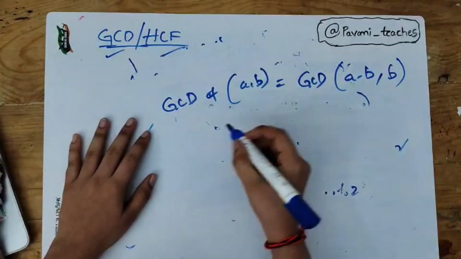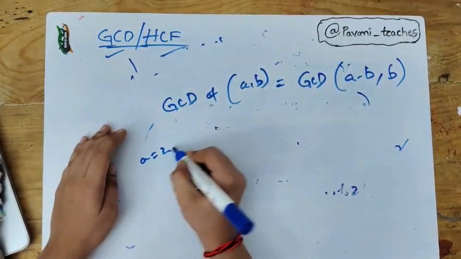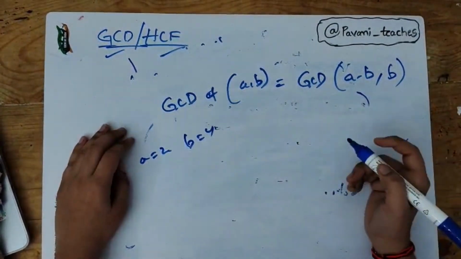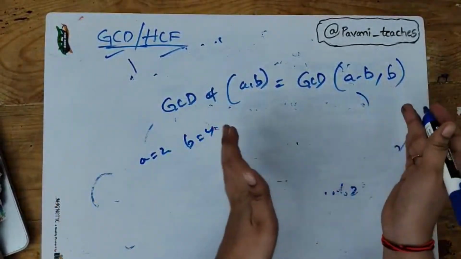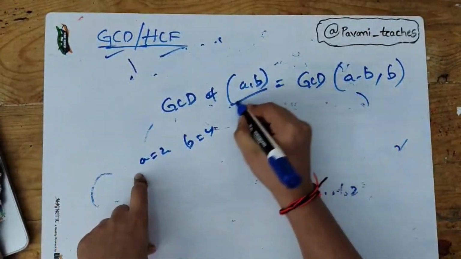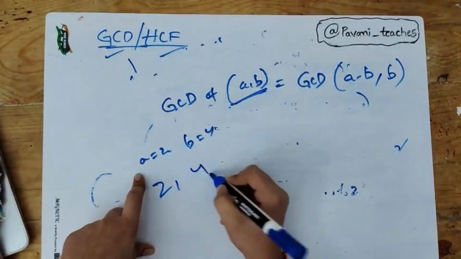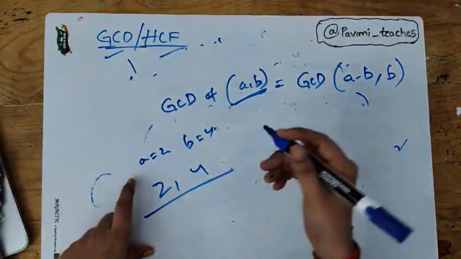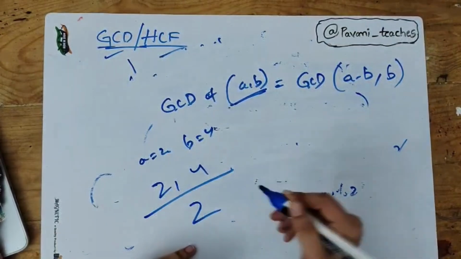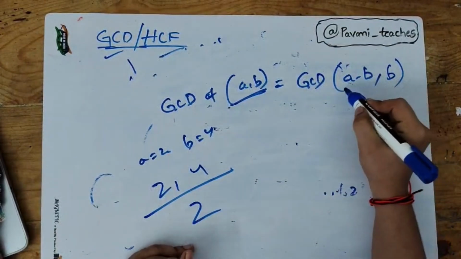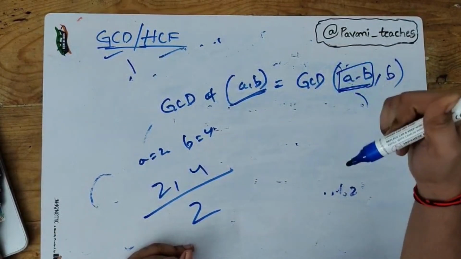Now I'm taking a value as 2 and b value as 4. Now let's test whether this works or not. Now to find for 2 and 4, what was the GCD we got before? It was 2. Here there is a condition applied.